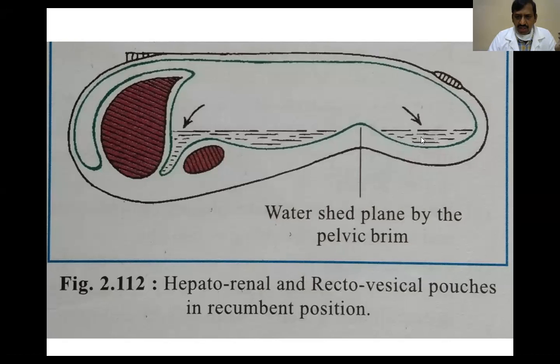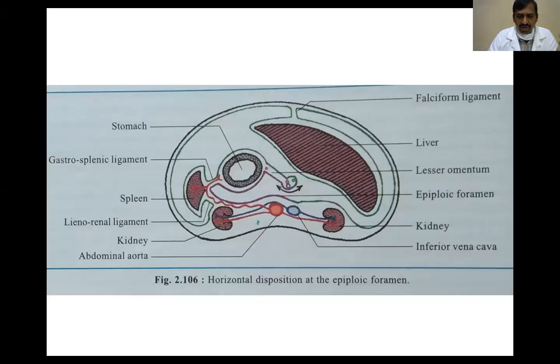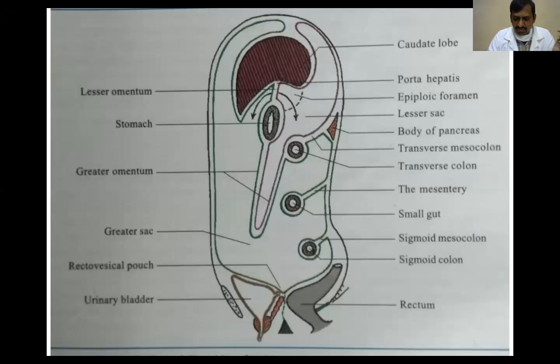And next, this is the infracolic compartment, and this is the pelvic cavity. The pelvic brim acts like a watershed line. Again, for our convenience, we are dividing the peritoneal cavity vertically into different parts. That is the paracolic ducts.